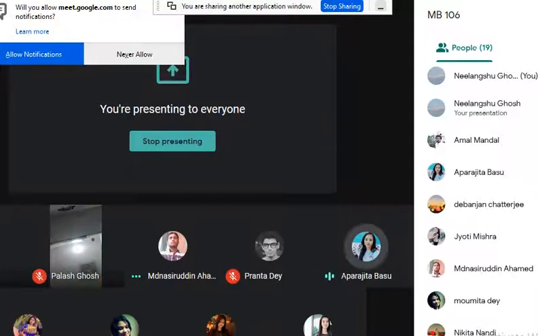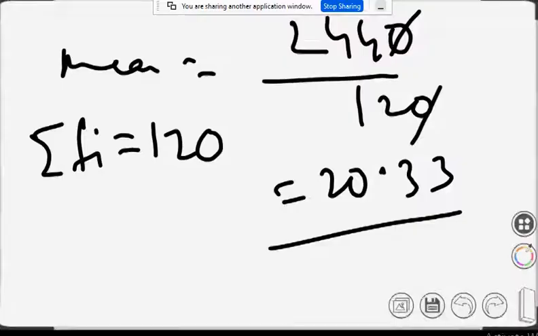Median class has nothing to do with highest frequency. Sorry, sir. It is n by 2, which is 60. So greater than that is 63. So which one then? Sir, that one only, 15.5 to 20.5. Cumulative frequencies: 7, 7 plus 10 is 17, 17 plus 16 is 33, 33 plus 30 is 63. Yes, I think so.